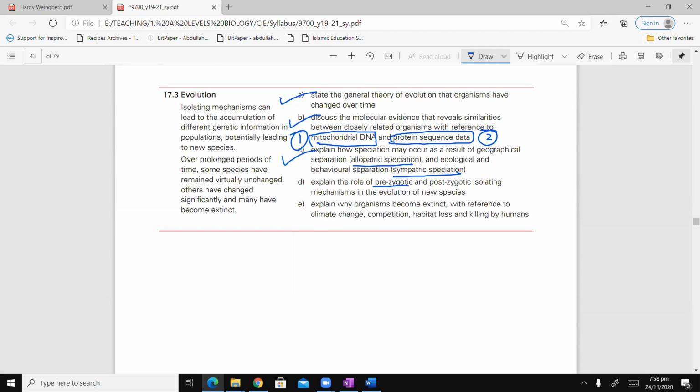And then again pre-zygotic and post-zygotic isolating mechanisms. And then finally, explain why organisms become extinct with reference to climate change, competition, habitat loss, and killing by humans.